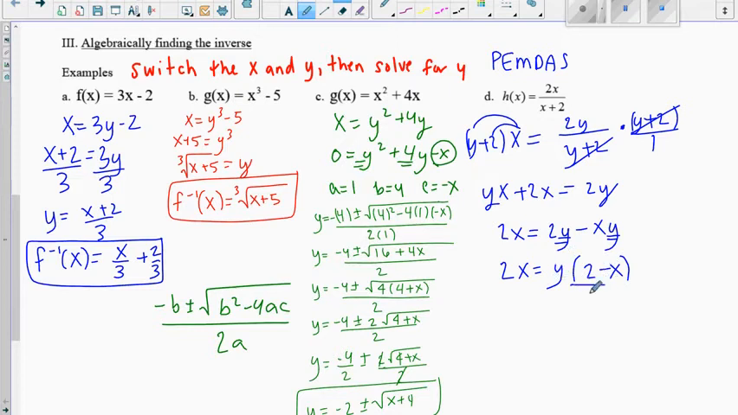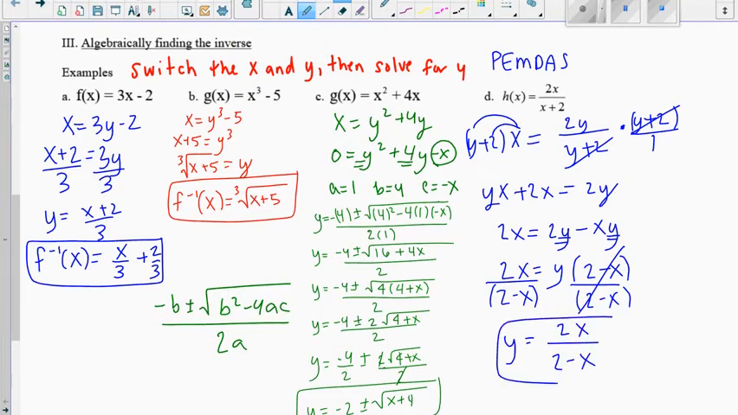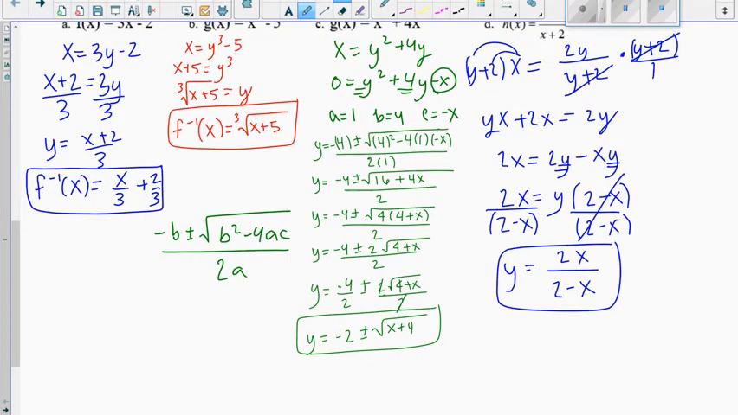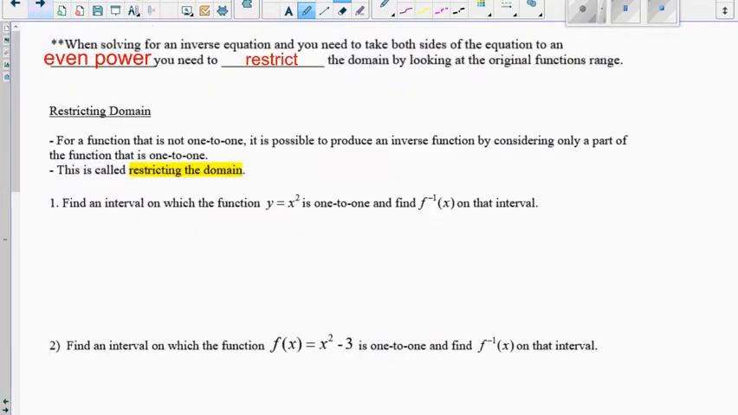So to get it by itself, you want to divide it onto the other side. And now notice y is by itself because that would cancel out. So we get y is equal to 2x over 2 minus x. And that would be my inverse equation. So as you can see, these do get a little bit harder as we are now in pre-calc.